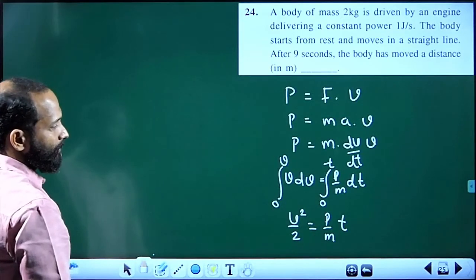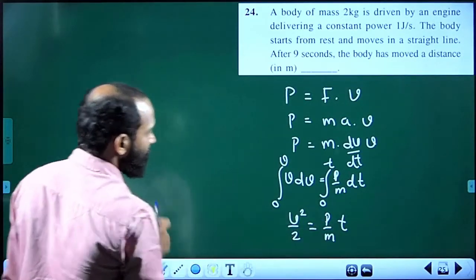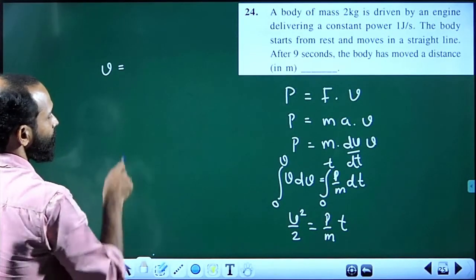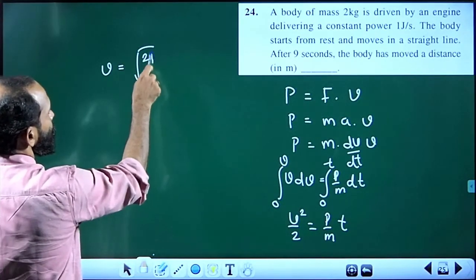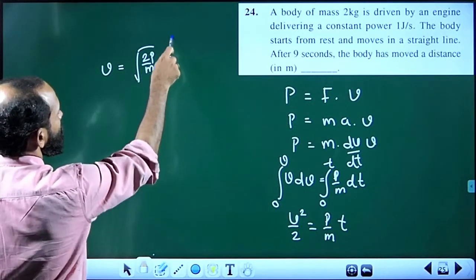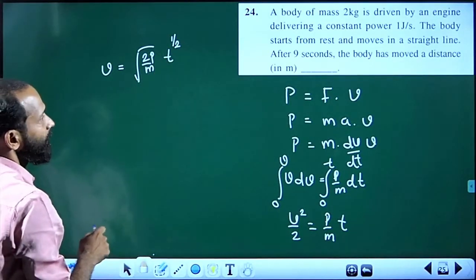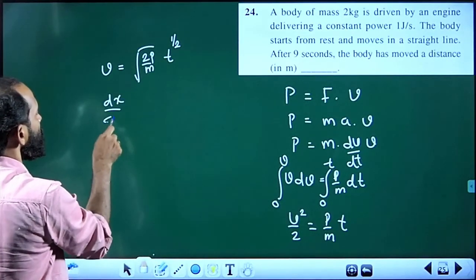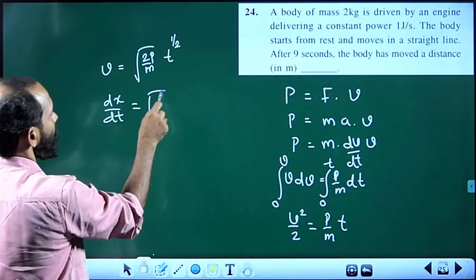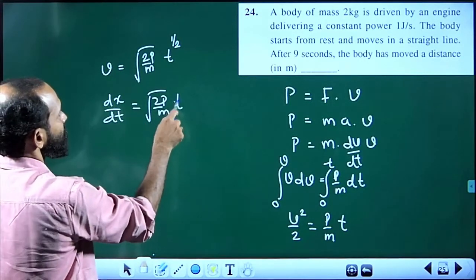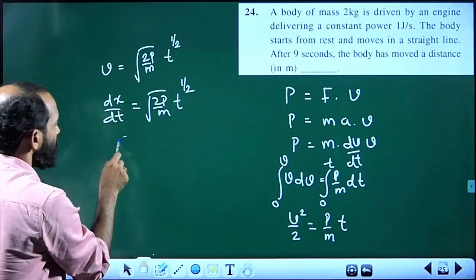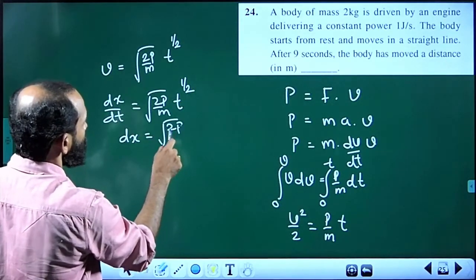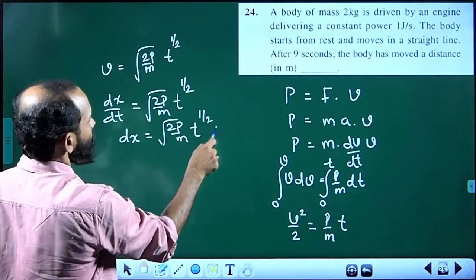Okay, P by m times t. Now you get v is equal to square root of 2P by m into t raised to 1 by 2. We need the distance. So v can be written as dx by dt. So dx by dt is equal to square root of 2P by m times t raised to 1 by 2. Separation of variables once again. dx is equal to square root of 2P by m into t raised to 1 by 2 dt.